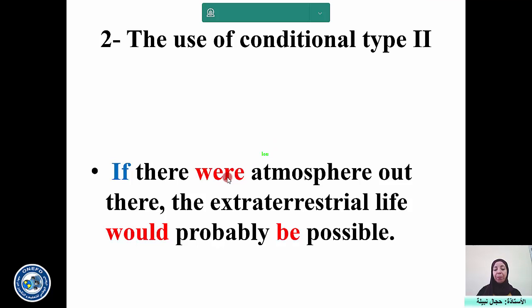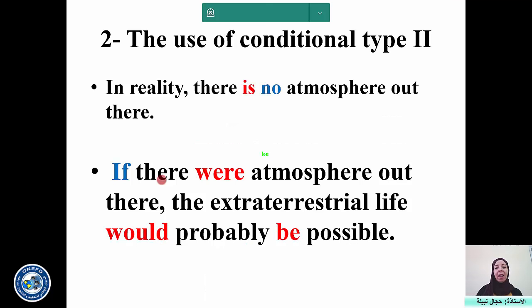Of course no. Now, when I say if there were atmosphere out there, does it mean that there is atmosphere or there isn't? Well, in reality, there is no atmosphere out there. So when I say if there were atmosphere, I'm just imagining the opposite of this reality. And as you can see, my sentence is negative, and my imagination here is positive. Why? Because I'm imagining something that is different, something that opposes what is real.